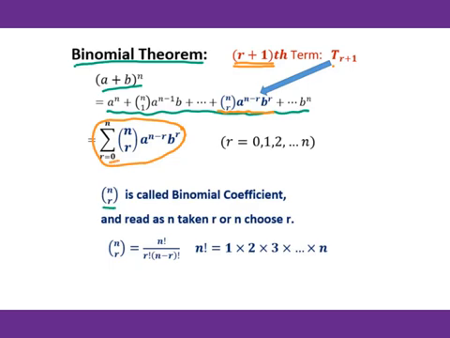This symbol is called a binomial coefficient. Basically, that's a combination, read as n taken r or n choose r. n choose r equals n factorial over r factorial times (n minus r) factorial. n factorial equals 1 times 2 times 3, keep multiplying until times n.